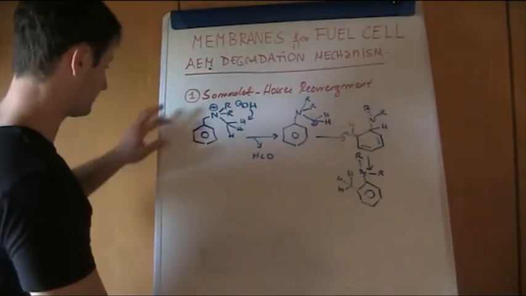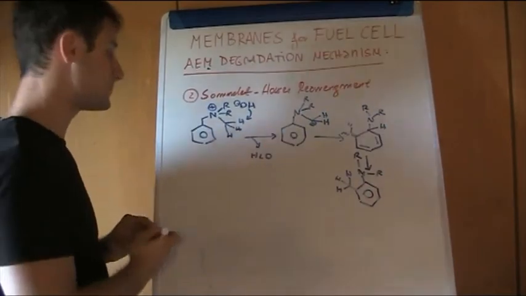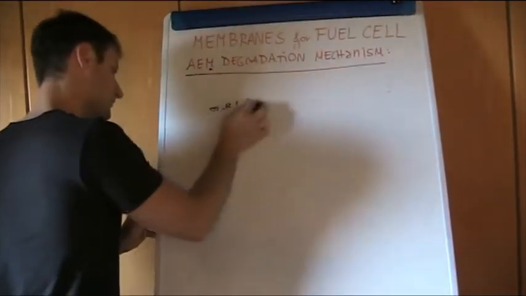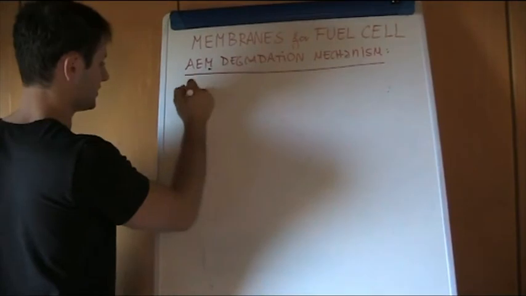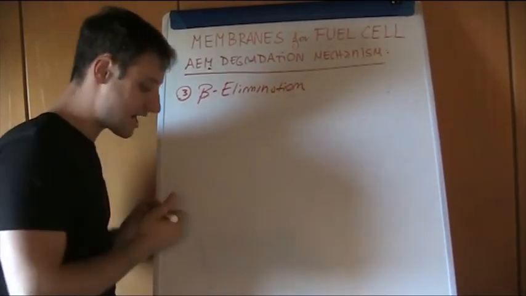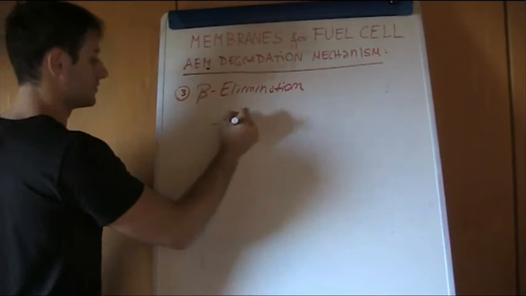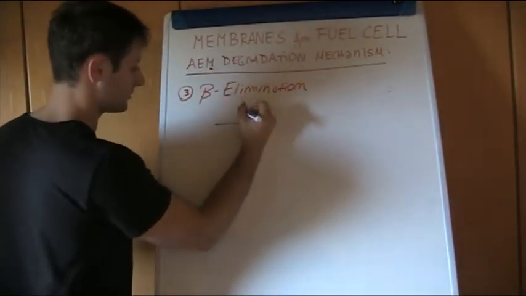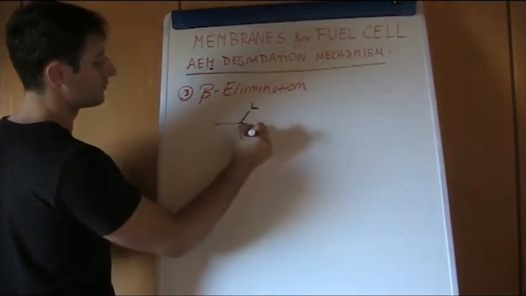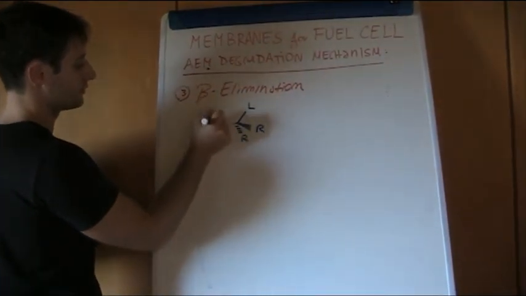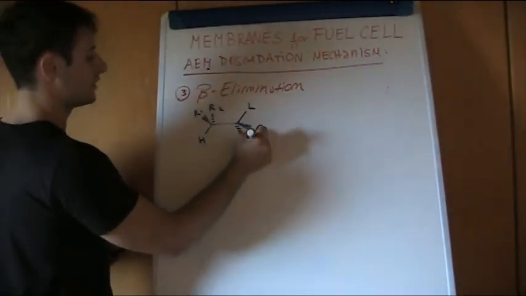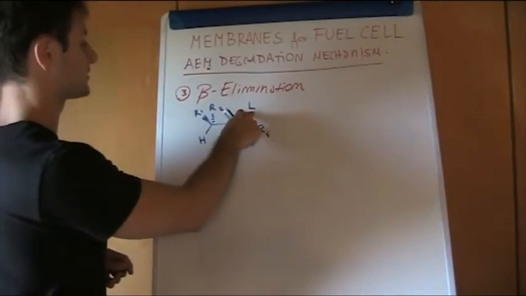So the last type of degradation mechanism, which is also the more important, is the Hofmann degradation. That is basically a beta elimination mechanism. So a beta elimination. What is a beta elimination mechanism? Basically, if we have a saturated structure, something like this, R1, R2, R3, R4 for instance, and a possible leaving group X.